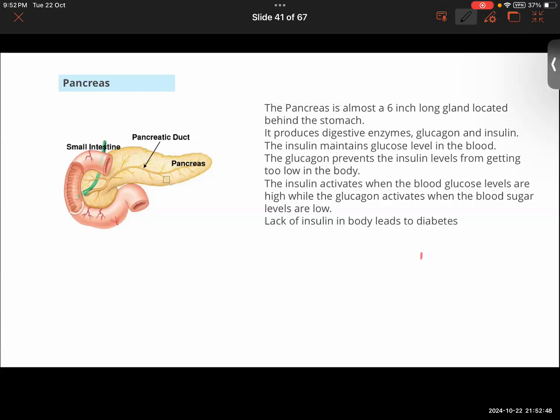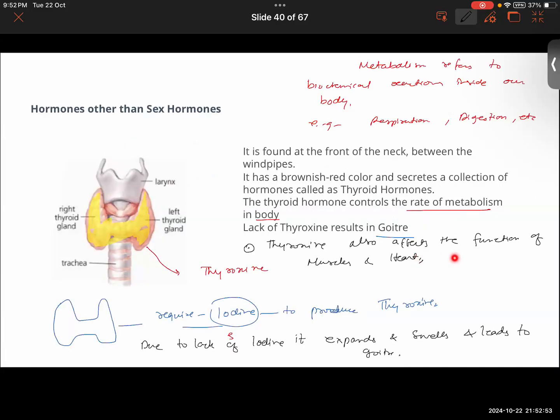Yeah. It will be harmful now, because remember what I told you moments ago, that it affects the functioning of the muscles and the heart also, right? It is responsible for maintaining the rate of metabolism also. So if a person is suffering from a thyroid problem, their heart rate will be disturbed and their metabolism will be disturbed. In females, there can also be some problems during pregnancy as well.